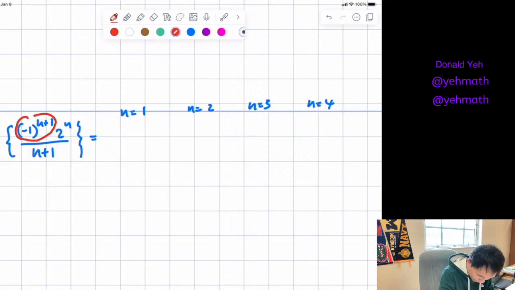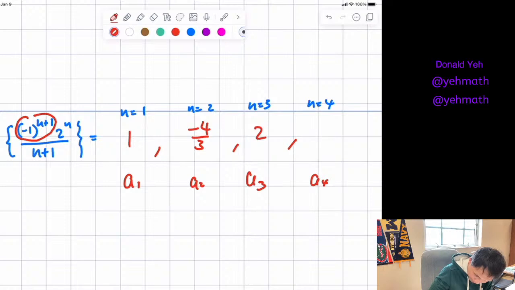So what do you think the first one is? It's positive. Okay, good. But what will be the number? What will be the A sub n here? Okay, A1 is 1. A2 is what? Negative 4/3, good. What's the A3? 2. And what's the A4? Negative 16/5. Good. So does that make sense?